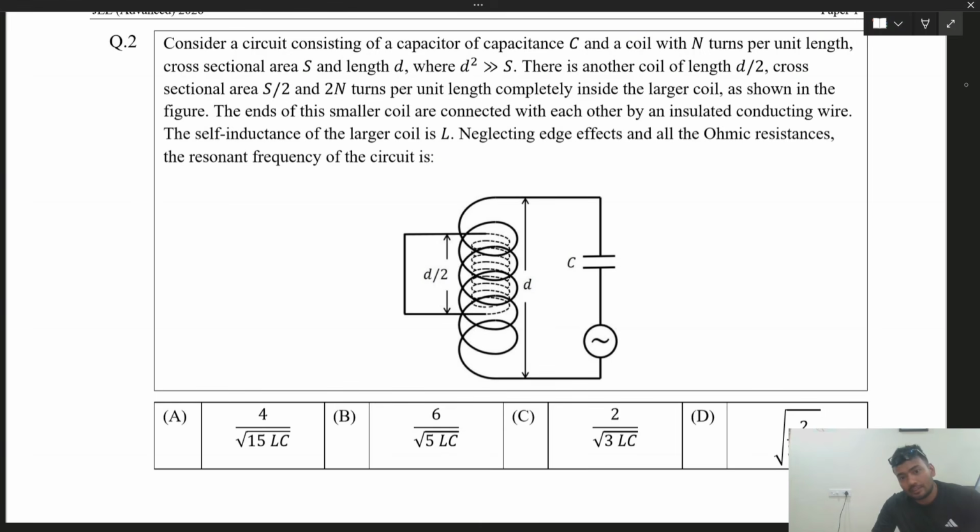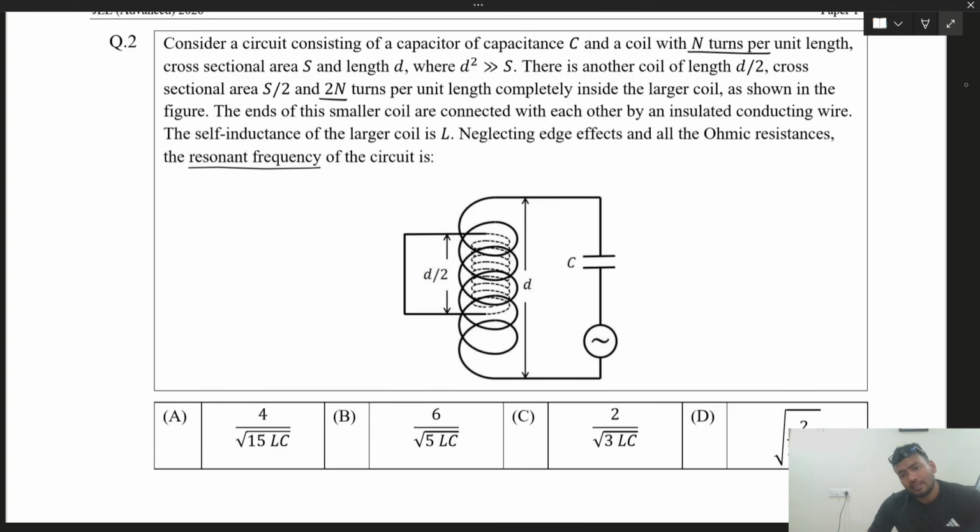The outer का length is d, inner one length is d by 2, and 2n number of turns per unit length for the inner one and n number of turns per unit length for outer one. It's basically, you know, it looks like a transformer kind of system. Anyway, so you have a capacitor outside, and then you have a AC source. So you have to find out resonant frequency.